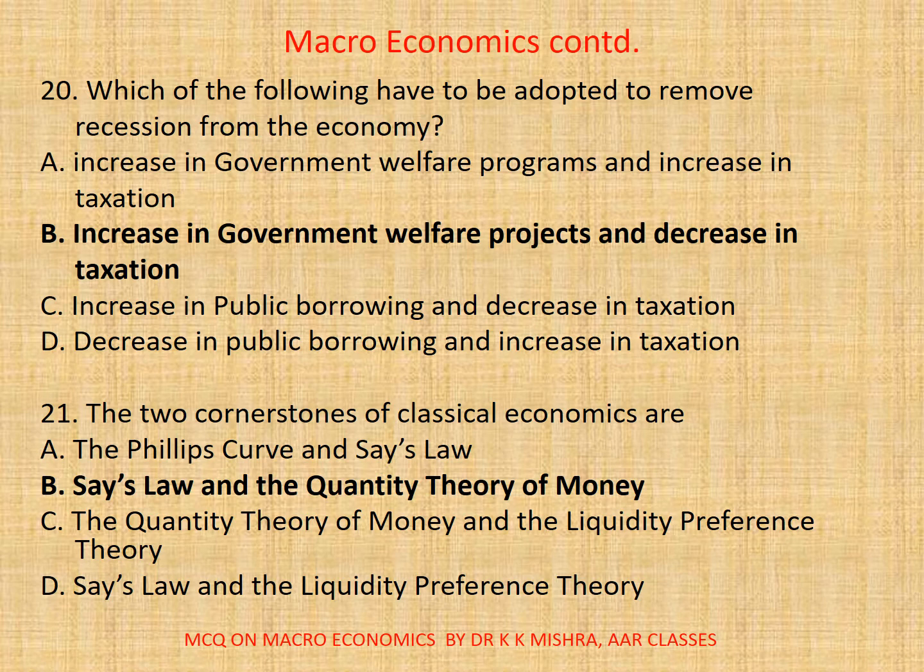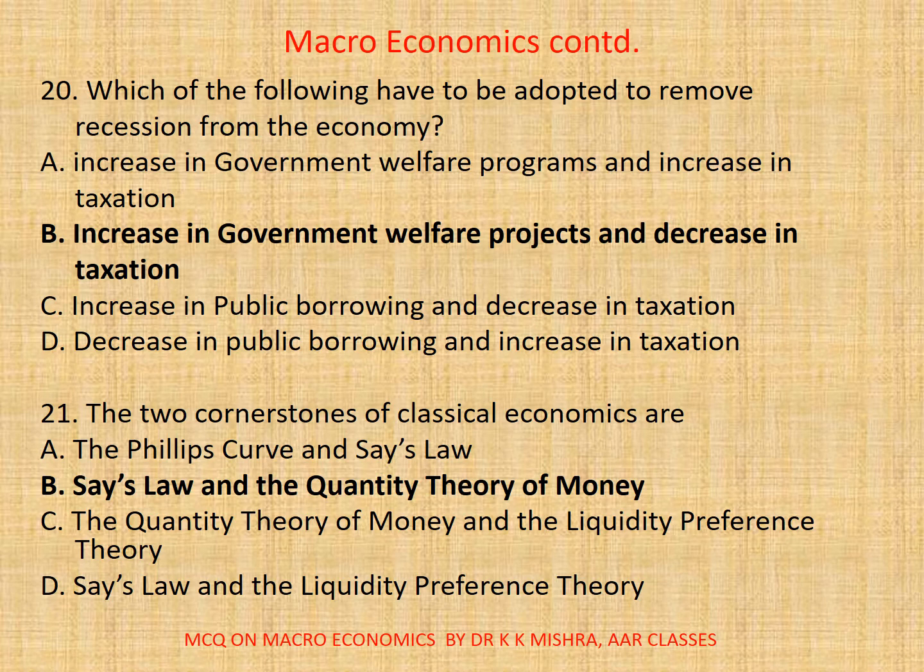A. Increase in government welfare programs and increase in taxation. B. Increase in government welfare projects and decrease in taxation. C. Increase in public borrowing and decrease in taxation. D. Decrease in public borrowing and increase in taxation. The correct option is B. Increase in government welfare projects and decrease in taxation.